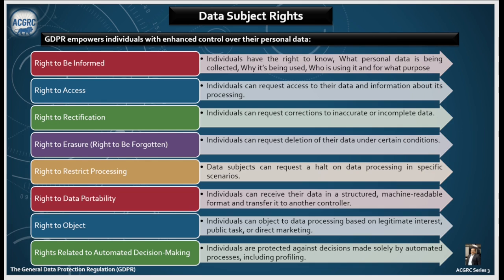Next is right to object. Individuals can object to data processing based on legitimate interest, public task, or direct marketing. In simple language, the right to object means you can say no to a company using your personal data in certain situations, and they may have to stop. It gives you the power to stop or prevent your data from being used in ways you don't agree with.